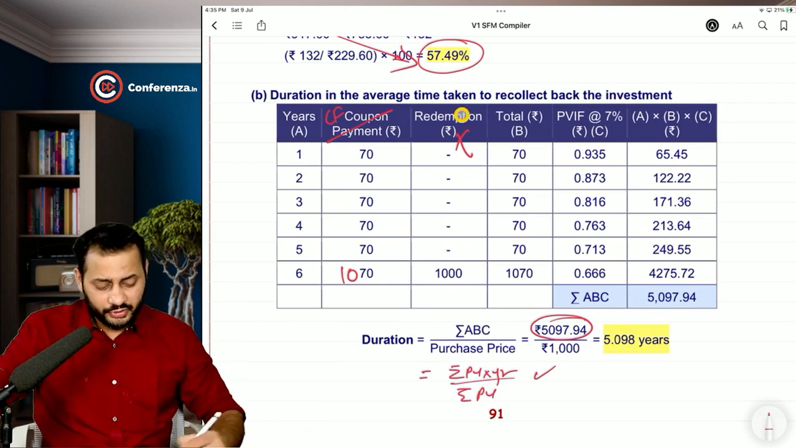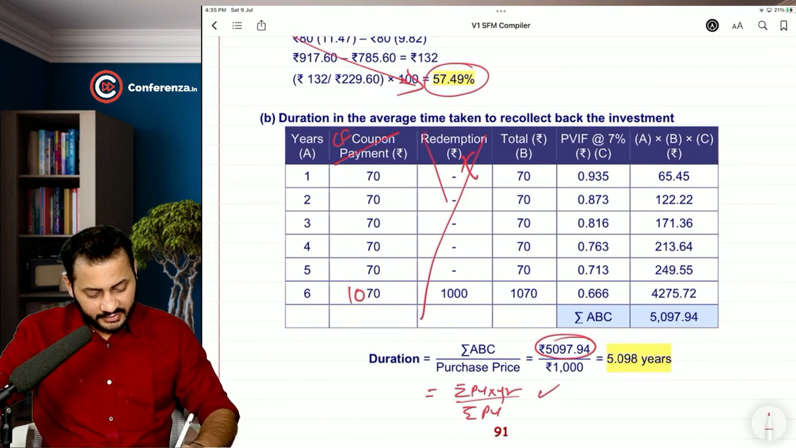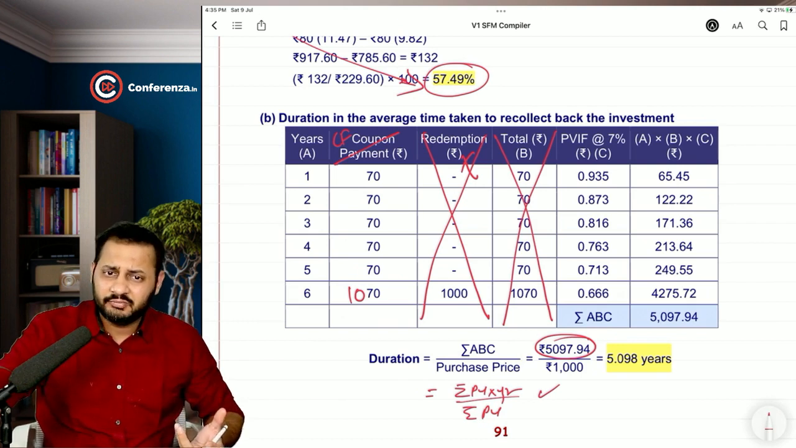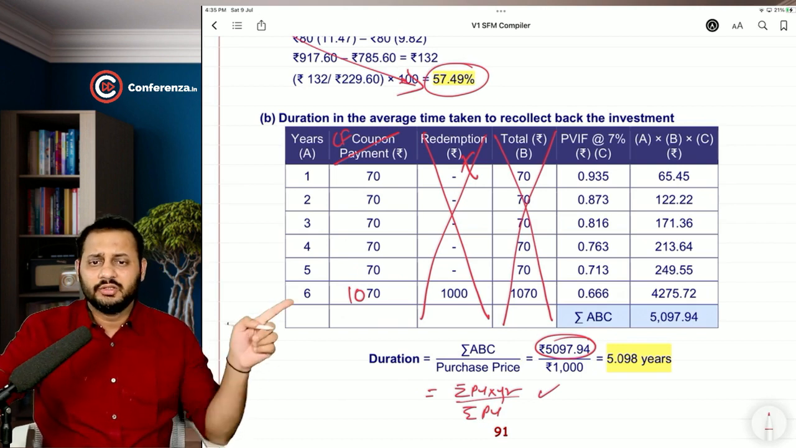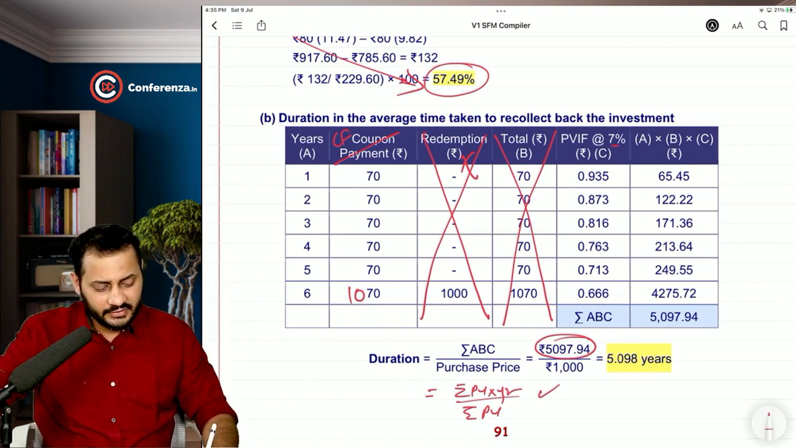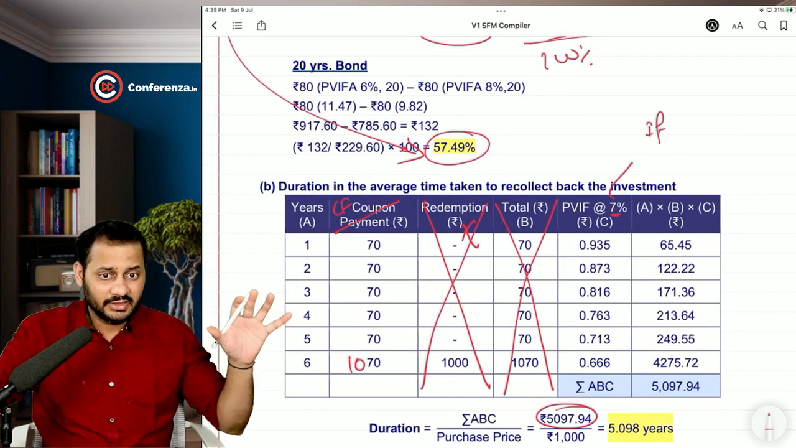Because you have created this column, you also had to do the total of both the columns. Again wasting time. There is no need to. Just use the second column and then the present value factor at 7%. Why present value factor at 7%? Write it down here, in the compiler itself, please write it down.